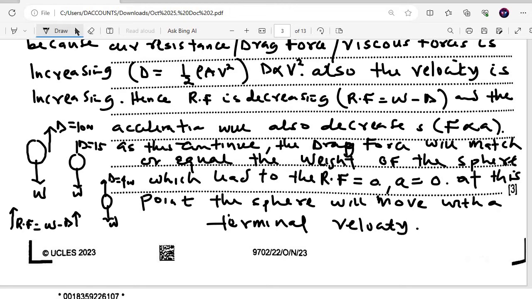Velocity. That's what happened. So I believe it's clear. As the sphere keeps falling, the drag force keeps increasing. As the drag force increases, the resultant force decreases, which leads to the acceleration decreasing. There will be a point where the drag force will be equal to the weight. That point is called terminal velocity. That's what they want us to do, like my little drawing from 10 to 15, from 15 to 40, like that. That's it.